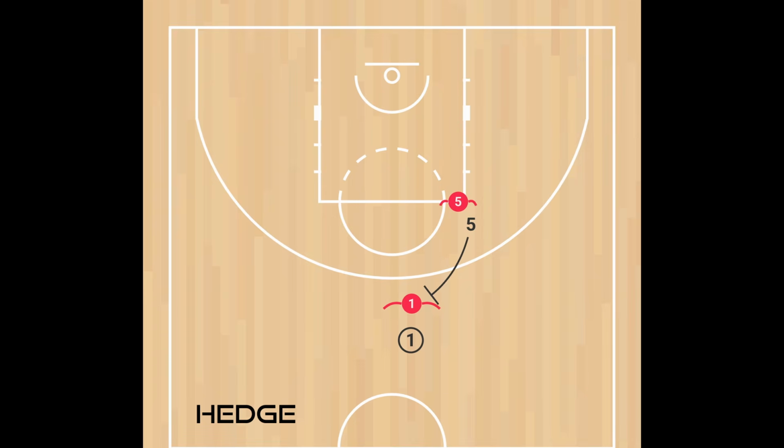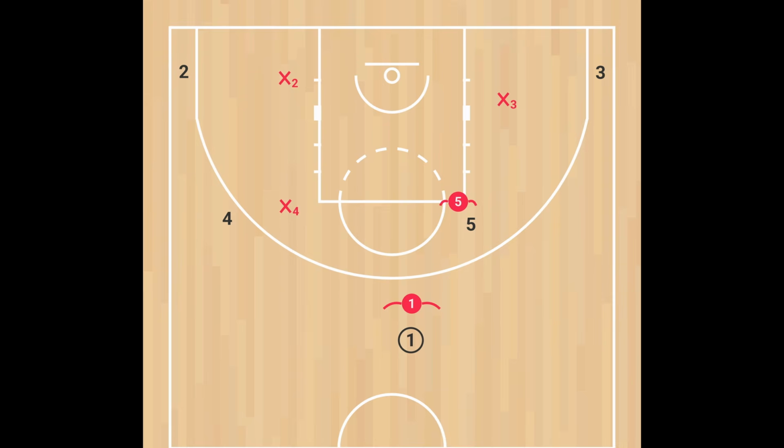In a hedge, the screener's defender steps out aggressively to stop the ball handler. The on-ball defender fights over the screen, while the big tries to delay the dribble and buy time for the defense to recover. The goal is not to force a turnover, but to disrupt rhythm and timing.